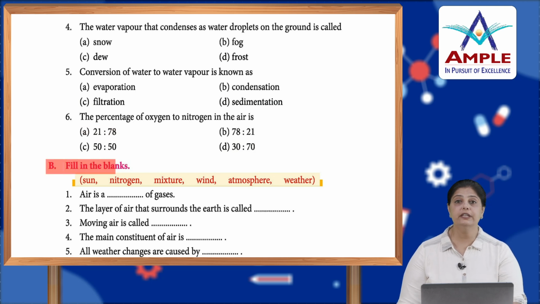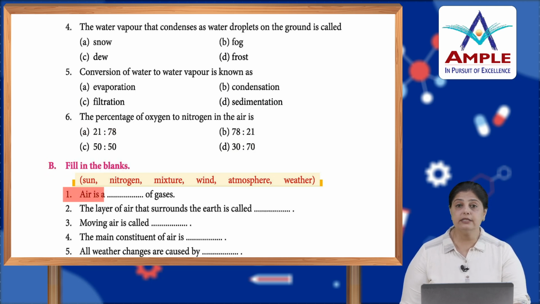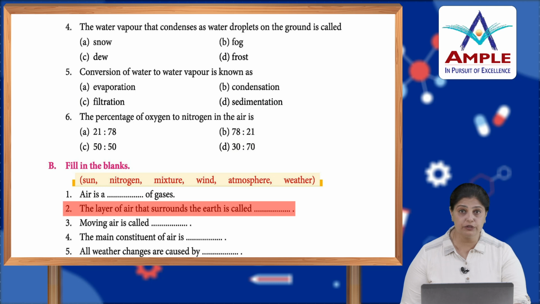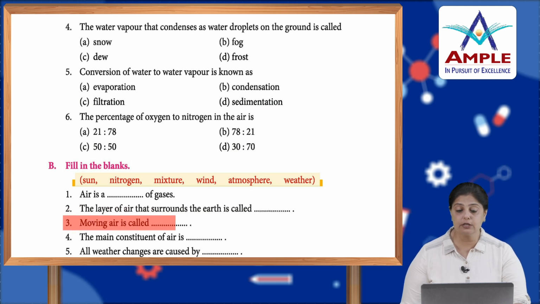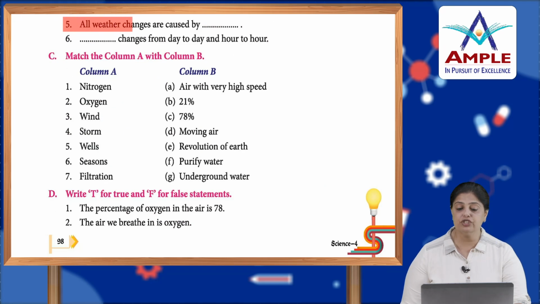Okay, now fill in the blanks. Air is a mixture of gases. The layer of air that surrounds the earth is called atmosphere. Moving air is called wind. The main constituent of air is nitrogen. All weather changes are caused by the sun. Weather changes from day to day and hour to hour.